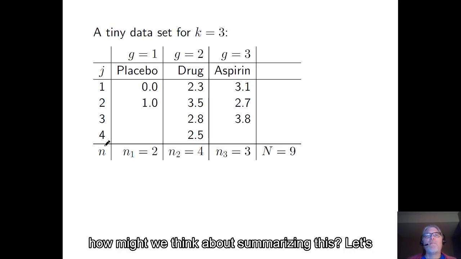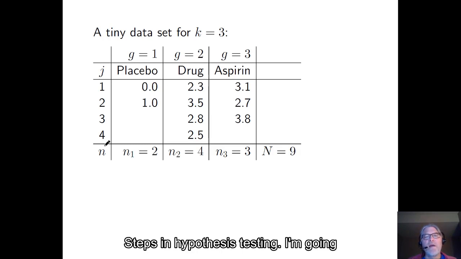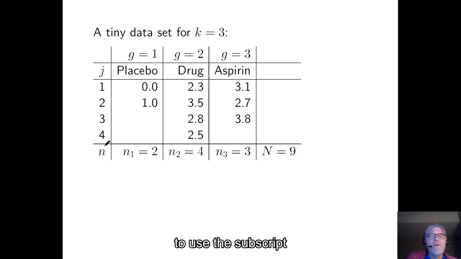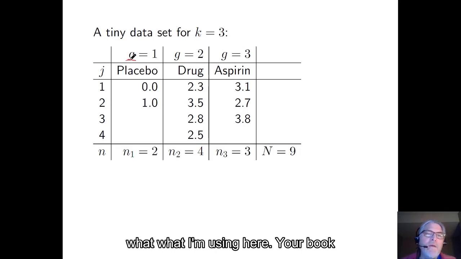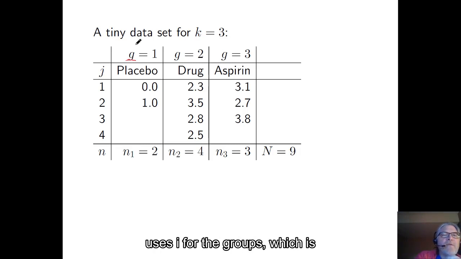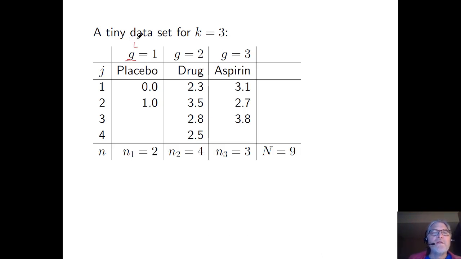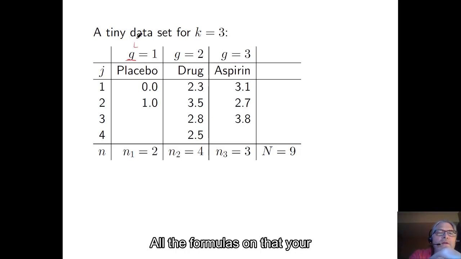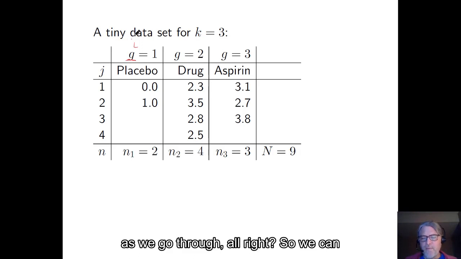So how might we think about summarizing this? Let's just calculate some summary statistics. That's one of our early steps in hypothesis testing. I'm going to use the subscript G for the group just to make it a little easier to think about what I'm using here. Your book uses I for the groups, which is certainly common, it's just not quite as intuitive. There's a lot of indexing in ANOVA. All the formulas on your equation sheet and in the book are going to use I, but here I'm just using G. Hopefully it'll make sense as we go through.